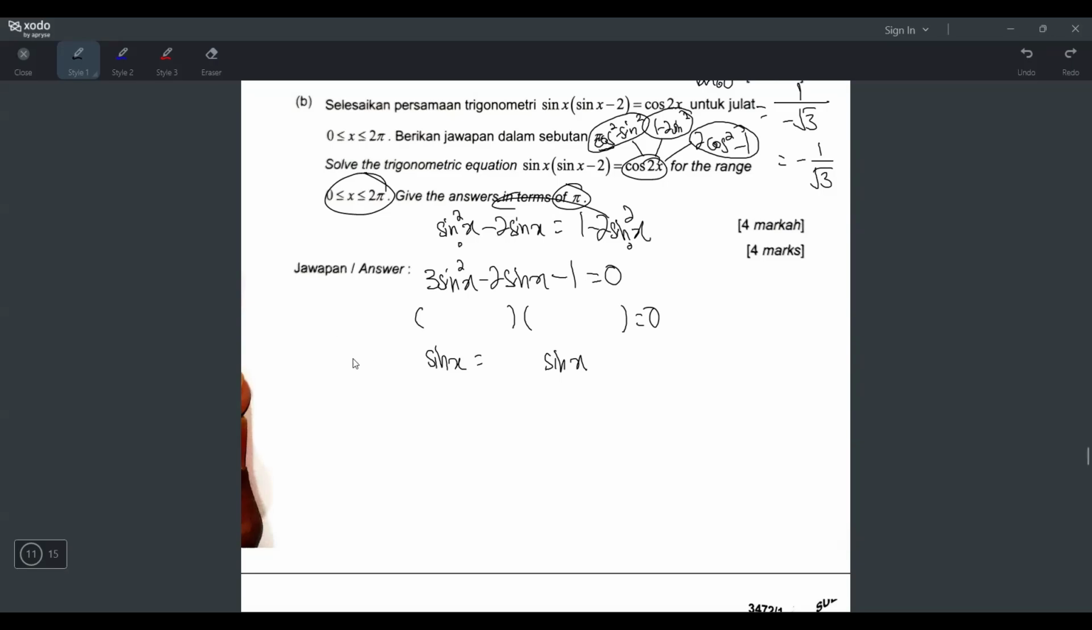Okay. Now we press calculator. The A you enter 3. And then the B you enter negative 2, C negative 1. Okay, my calculator gives me 1 and negative 1 over 3. 1 and negative 1 over 3. But that's not the x answer, that's the sin x answer.